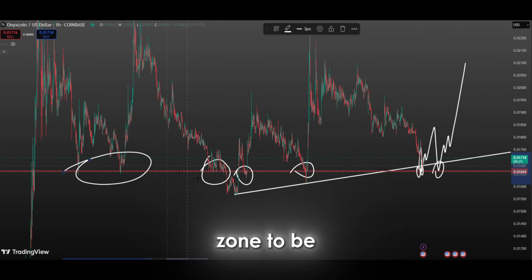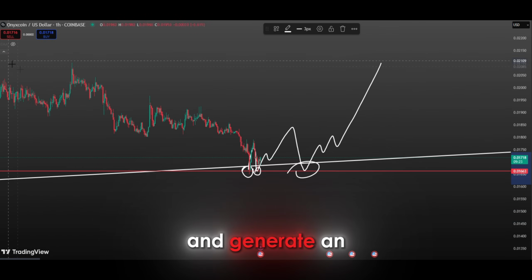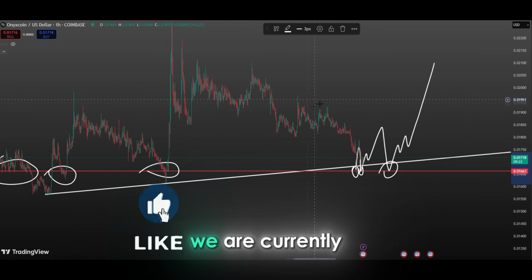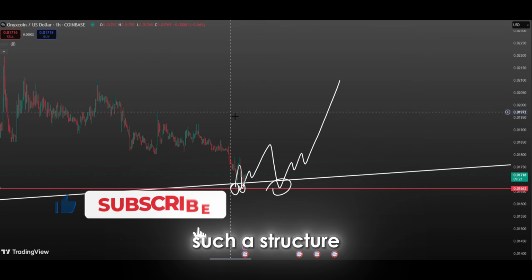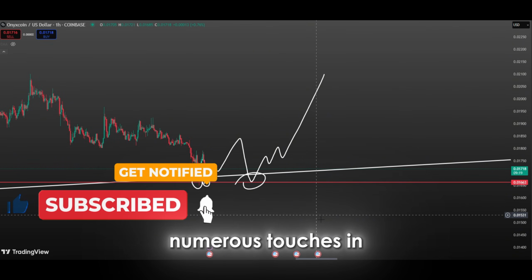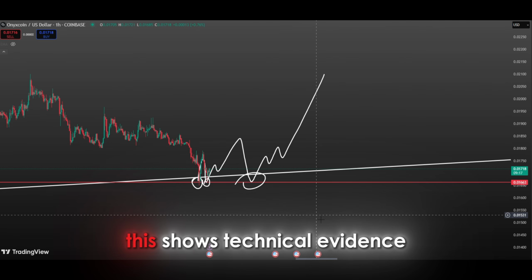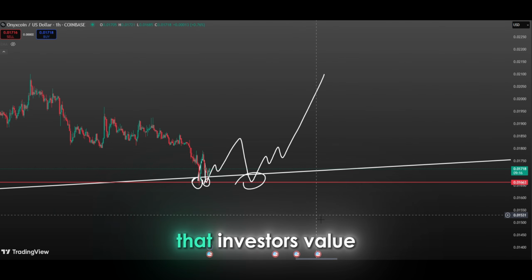For a support zone to be considered technically strong, the price must touch it multiple times and generate an upward reaction each time. We are currently looking at exactly such a structure. At this level where the price has recently turned, there have been numerous touches in the past and each has been followed by a certain degree of upward movement.